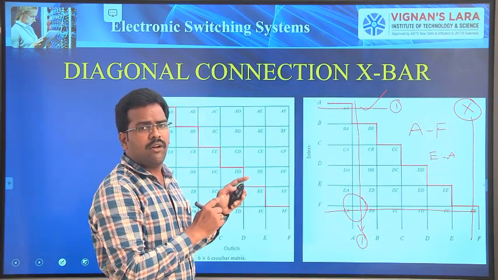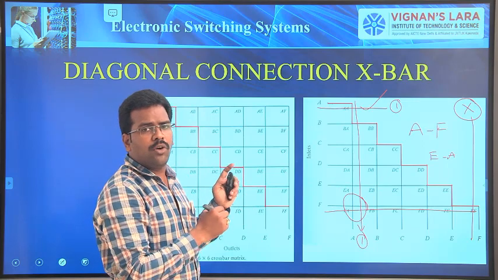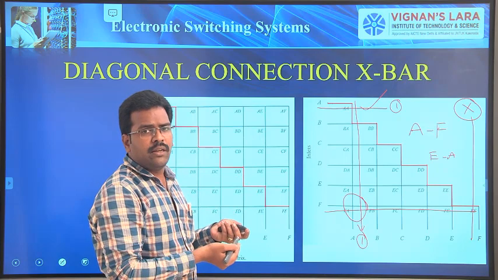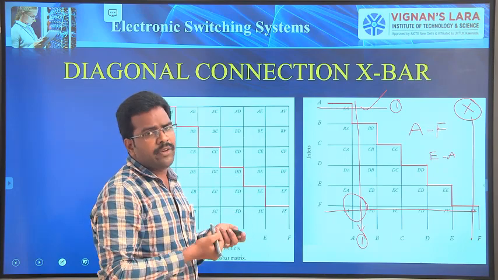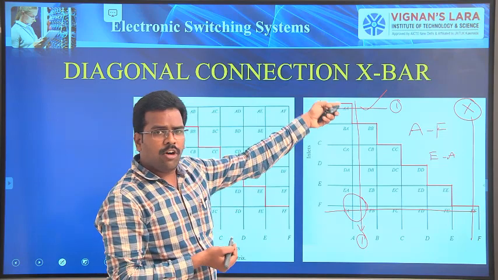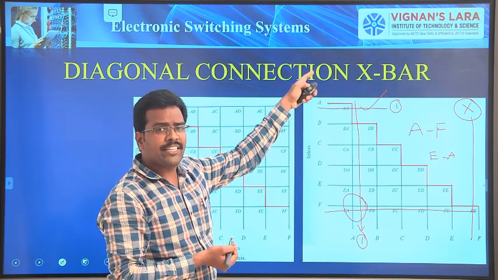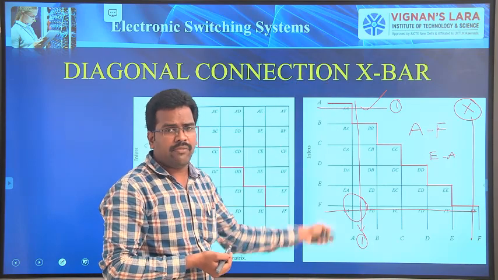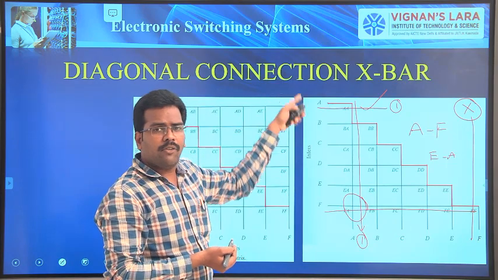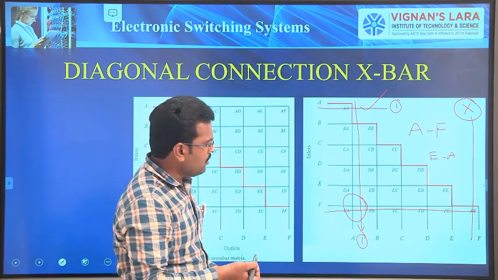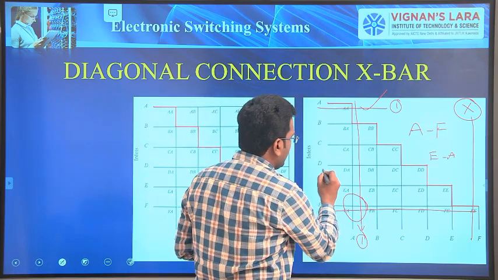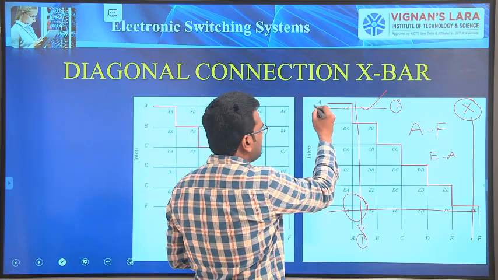That means in case of diagonal matrix connection, we have to follow the geometry. Based upon the geometry, you should initiate either vertical first or horizontal first. So from this case, we observe that whenever A is initiating the call, we have to energize the vertical bar of A first, then the horizontal bar of F second, then de-energize the vertical bar of A.